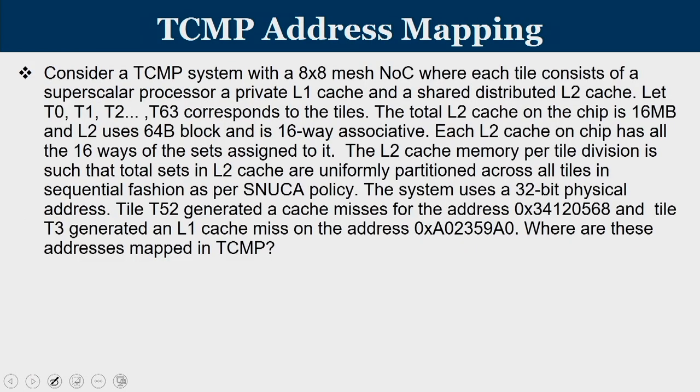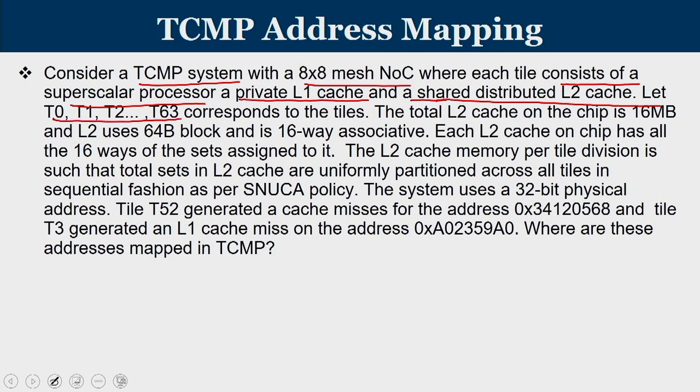Now, let us move into TCMP address mapping, tiled chip multicore processors. So, this is a typical question which covers all the aspects of cache memory and NOC together. Consider a TCMP system in an 8x8 mesh NOC where each tile consists of a superscalar processor, a private L1 cache and a shared distributed L2 cache. We have seen it in the lecture. Each tile consists of a processor, L1 and L2 cache. But the L2 cache is shared and distributed.